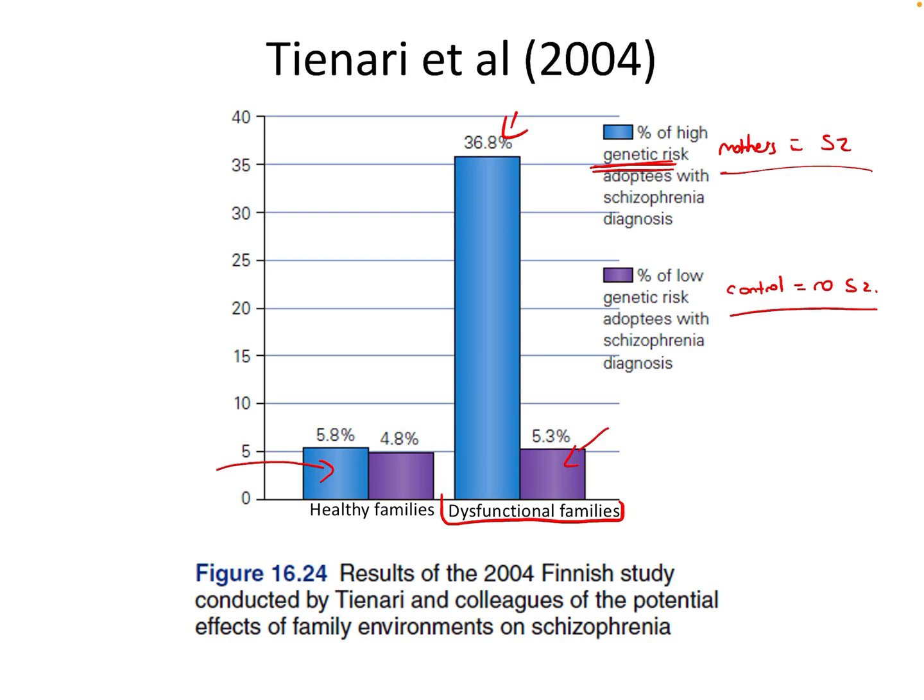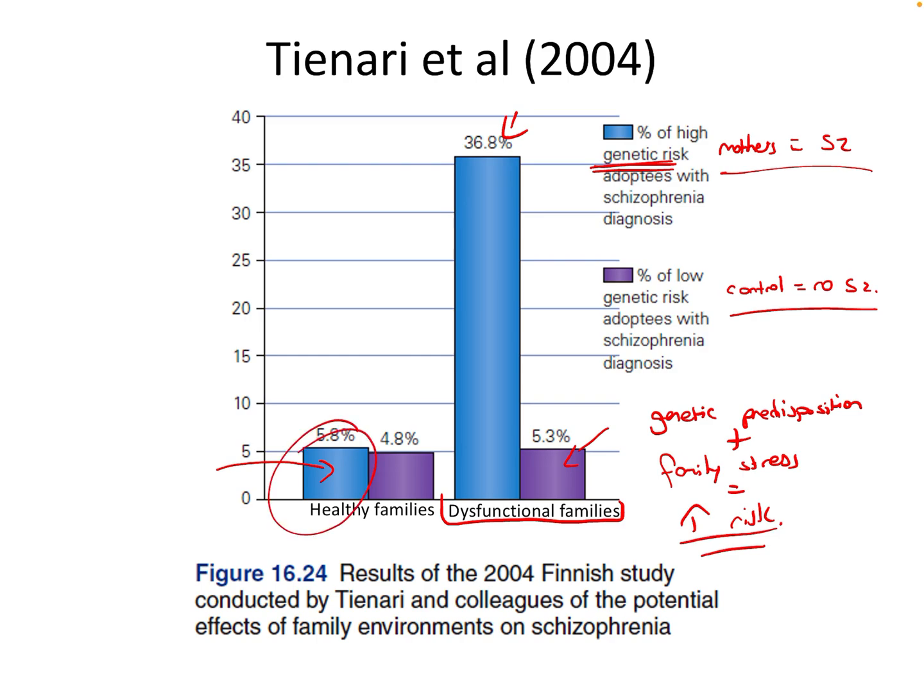And so it seems here that having a genetic predisposition plus family stress increases one's risk. But genetic predisposition alone or being in a dysfunctional family alone do not increase someone's risk significantly. So a fantastic study here because it tells us that, yep, there are genetic explanations. It also tells us that, yes, there are psychological explanations, and this lends support for family dysfunction.